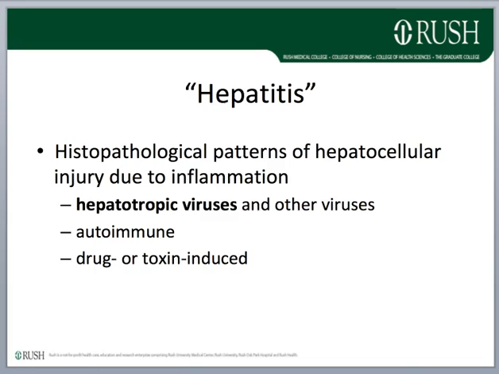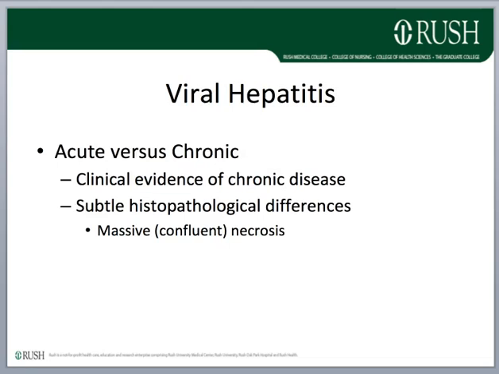to establish a diagnosis. Now, viral hepatitis and all hepatitis can be divided into acute versus chronic forms, and this is based on clinical evidence of chronic disease as well as some subtle histopathological differences that I will review for this talk, as well as point out in a separate talk some features that are more typical for autoimmune hepatitis.